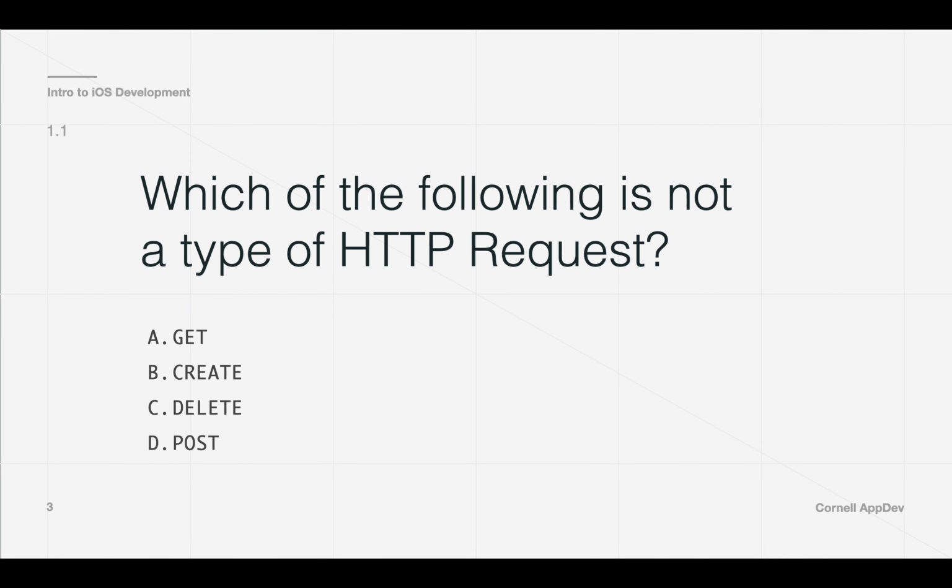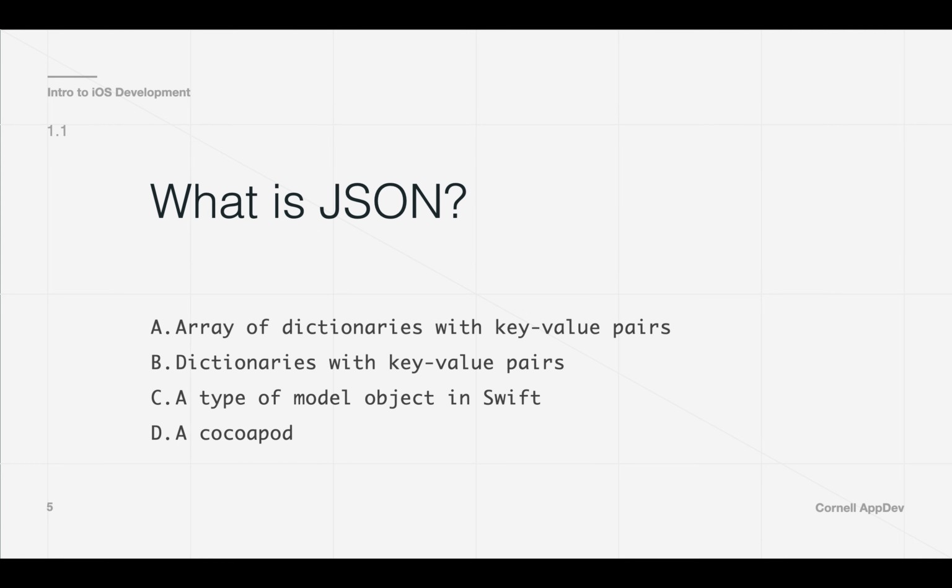The first question is, which of the following is not a type of the HTTP request? I'll give you a few seconds to think over it. The right answer is create. We went over get, delete, and post. Usually if you want to make a request to create an object, it's done through a post request. Create is formally not one of the methods of an HTTP request.